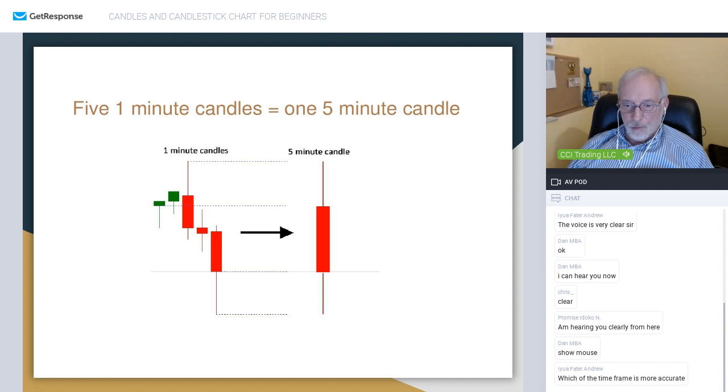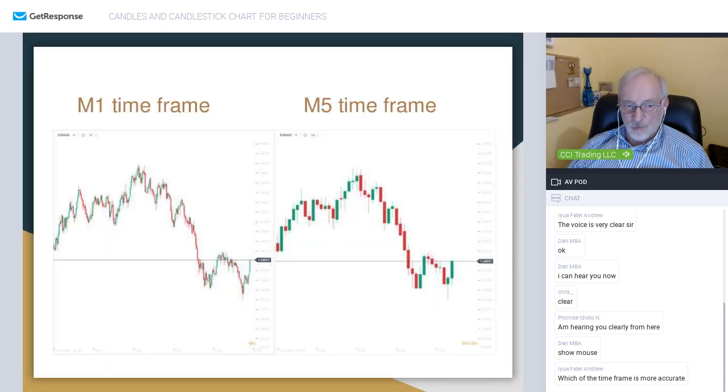And now you can see a comparison of two charts. This is the 1 minute time frame. This is the 5 minutes time frame. As you see, this is the same currency pair. This is the same price. This is the same period of time. But here you have very detailed moves. Here it's not so detailed. And on this chart, you can, let's say, see less. You can say less about the price behavior than here.